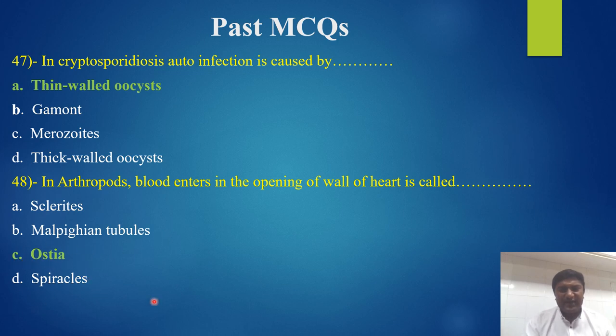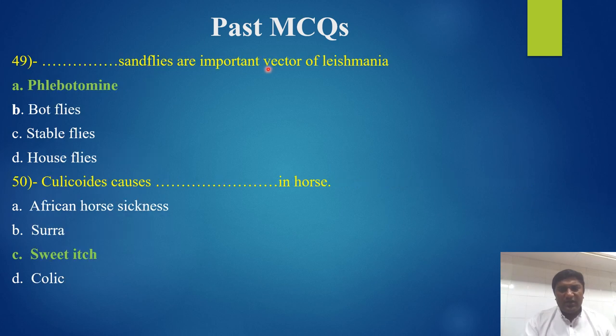Next is dash sand flies are important vectors of Leishmania. Phlebotomine, horse flies, stable flies, house flies. So the phlebotomine is the best answer. Next is Culicoides causes dash in horse. African horse sickness, sore, sweet itch, colic. So the sweet itch is the best answer.